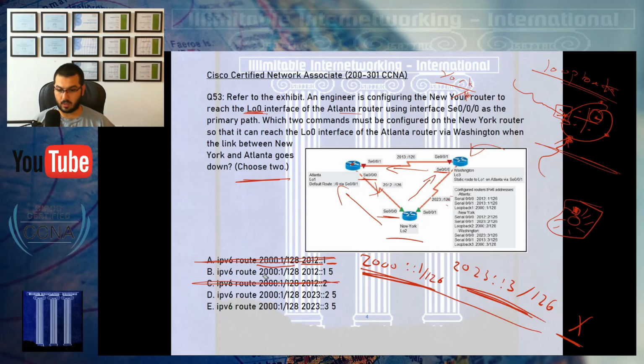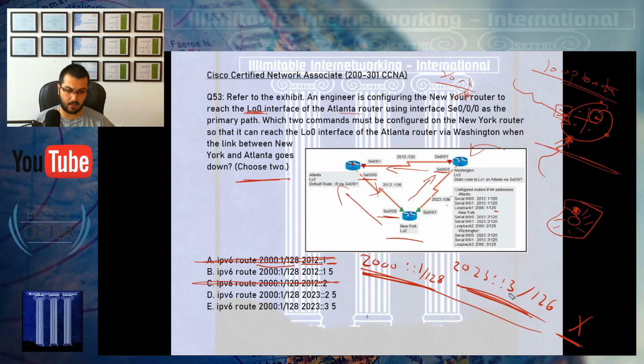So let's see these here. All of them are using this /126. Are you sure? It says /128. Okay, Atlanta, I'm sorry, it's 128. Okay, so all of them are using the destination of loopback. I agree, no problem. All of them have a floating higher AD, no problem.